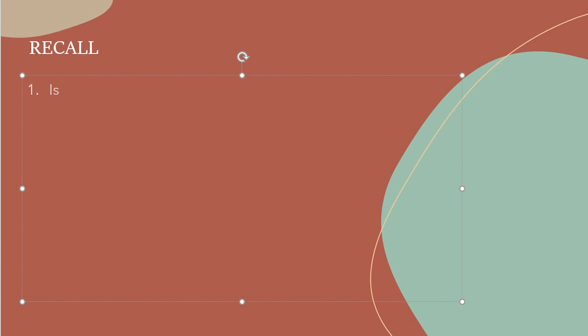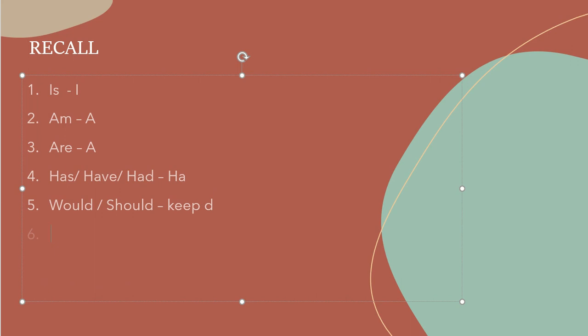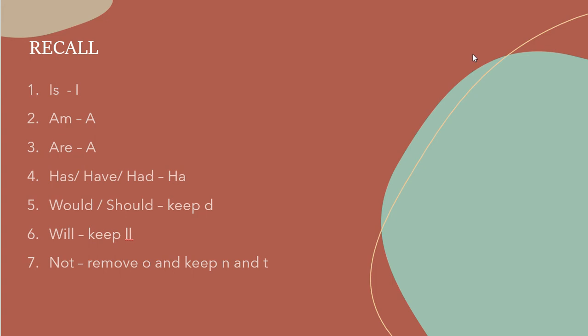So let us just recall. In case of is, we remove I. In case of am, we remove A. In case of are, we remove A. In case of has, have or had, we remove HA. In case of would or should, we only keep D. In case of will, we keep double L. In case of not, we remove O and keep N and T. Okay. So, this is the summary of this entire video.